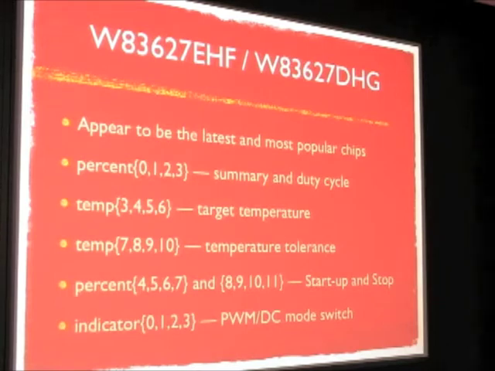There are also the indicator 0, 1, 2, and 3 sensors that allow you to switch between pulse-width modulation mode and DC mode. In one of the systems that I've tested, I noted that for some reason if you change it to DC mode, you cannot control the fans, but if you change it to pulse-width modulation mode, you can control the fans. So sometimes you have to play around and toggle the switches to make sure that your settings actually work.